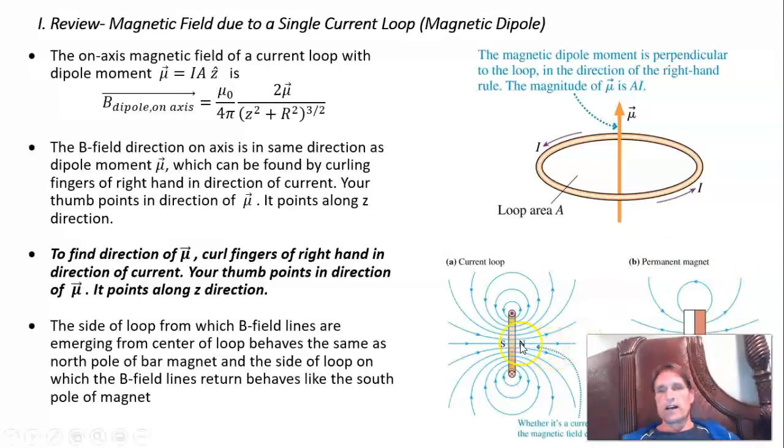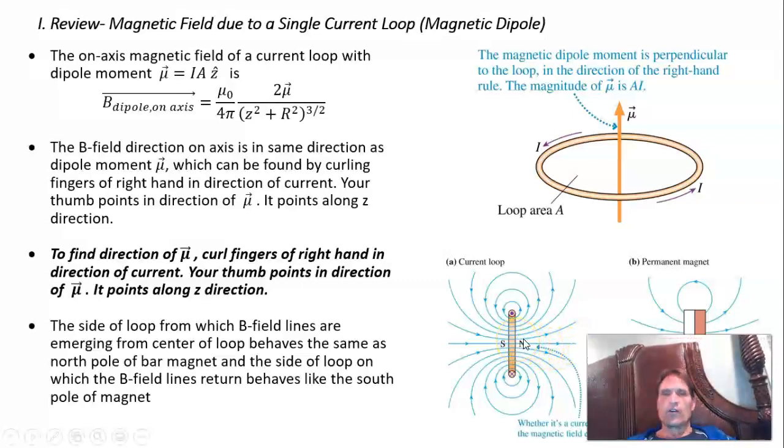Okay. If we look at the direction of the dipole moment, which in this case, if you curl your hand in the direction of the current, points to the right, the magnetic field lines are coming out along the direction of the dipole moment. They're forming circular loops, and they come back. And so the side of the loop from which the field lines are emerging is exactly like the North Pole of a bar magnet, and the side of the loop in which the field lines are going back through again is like the south side.